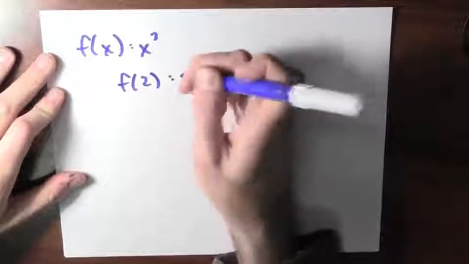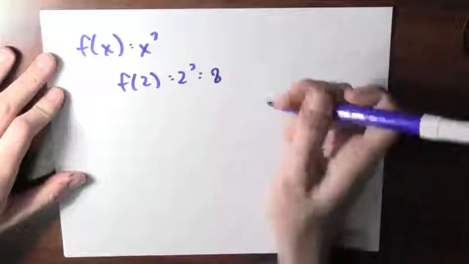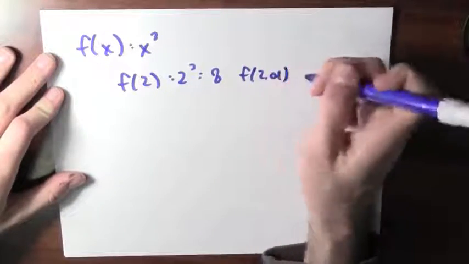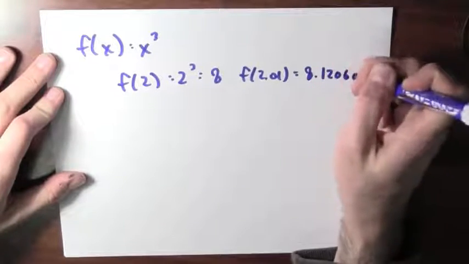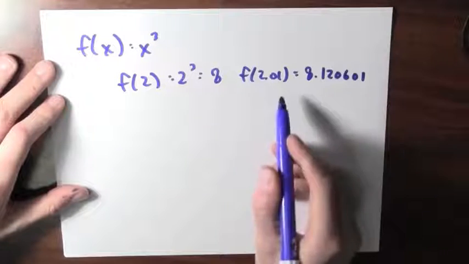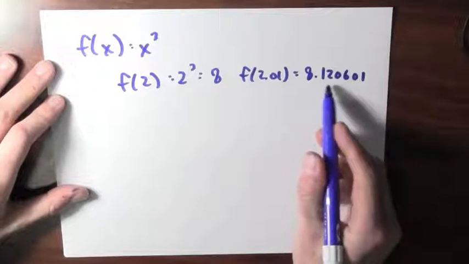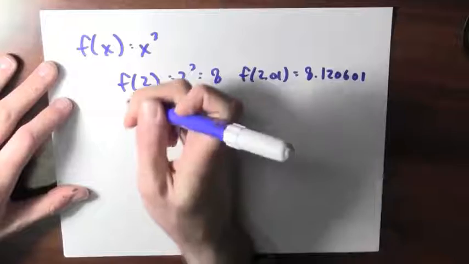F of 2, which is 2 cubed, is 8. F of 2.01, 2.01 cubed, is 8.120601. So the input change of 0.01 was magnified by about 12 times in the output.